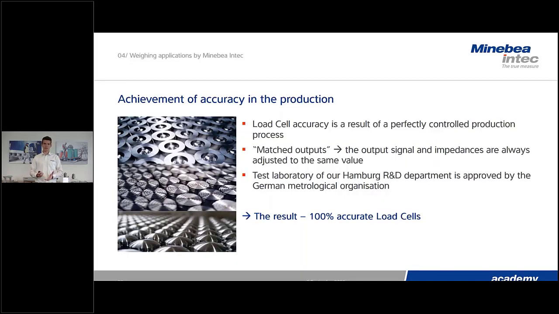The load cell production of most of our load cells is right next to me here in Hamburg. And here I can see that our load cell accuracy is a result of perfectly controlled production processes. One example is the matched output, which means that the output signal is always adjusted to the same value. Together with the outstanding linearity and hysteresis of our load cells, it allows us to calibrate MiniBR Intec load cells without weights. The result is 100% accurate load cells.